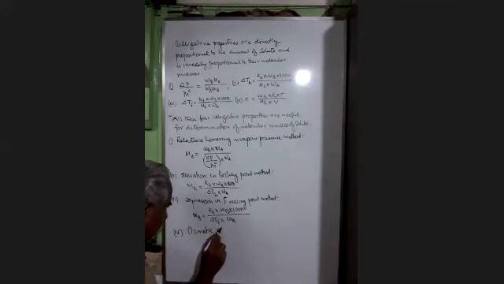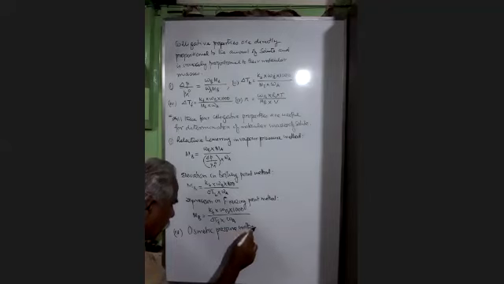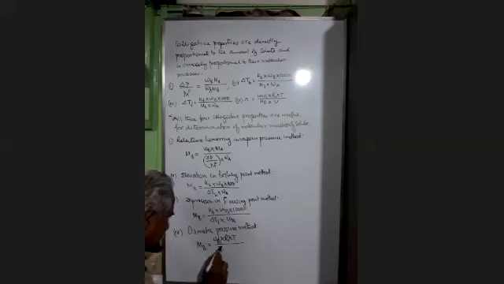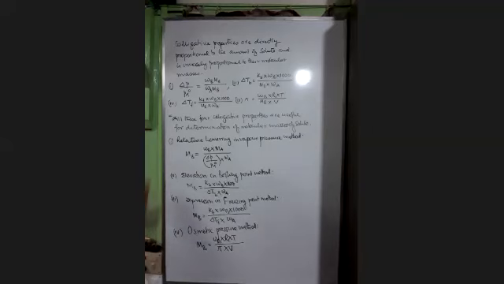And the last one is osmotic pressure method. What we do here? MB is equal to WB R into T divided by pi. Right.